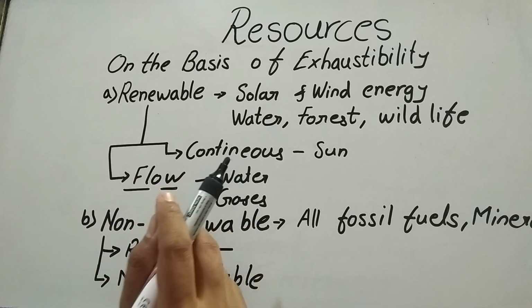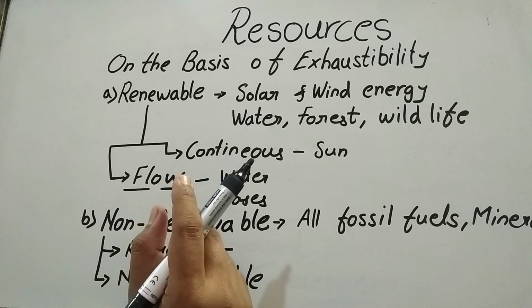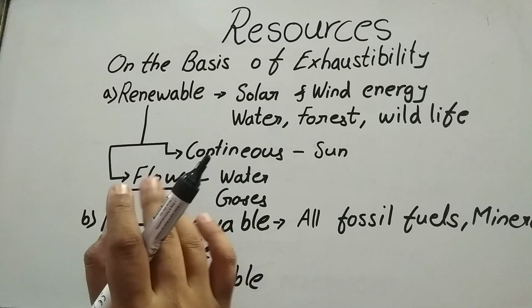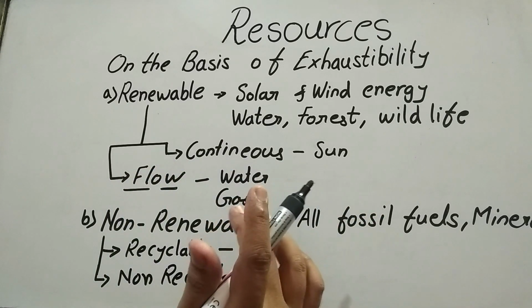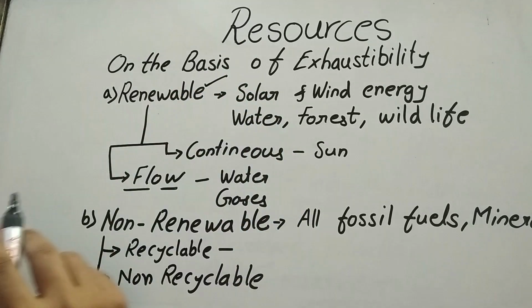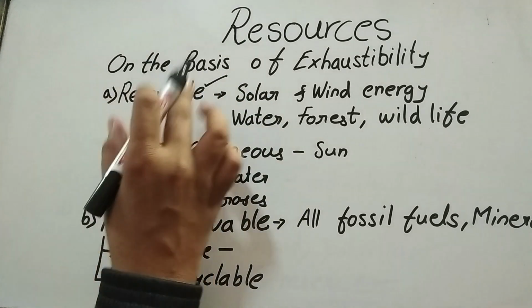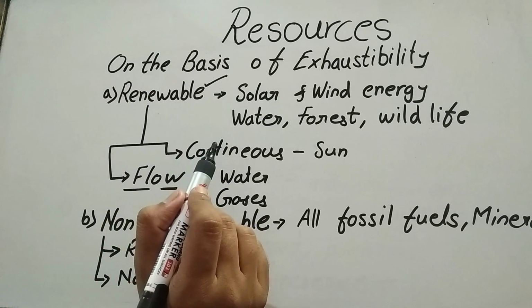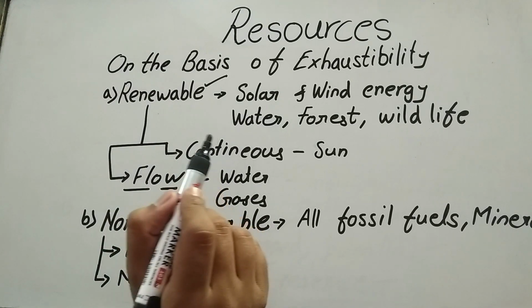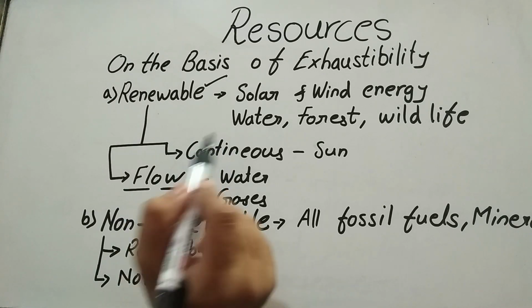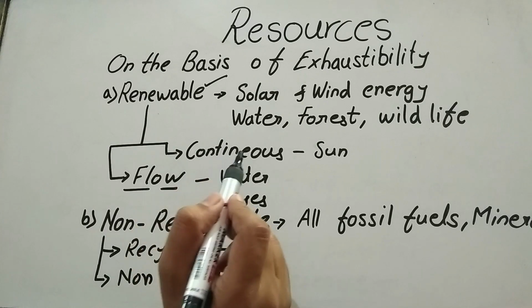The resources which can be renewed or reproduced by physical, chemical or mechanical process are known as renewable or replenishable resources. Renewable resources are also known as replenishable resources. Any resource which renews itself through physical, chemical and mechanical processes, meaning it reproduces itself.